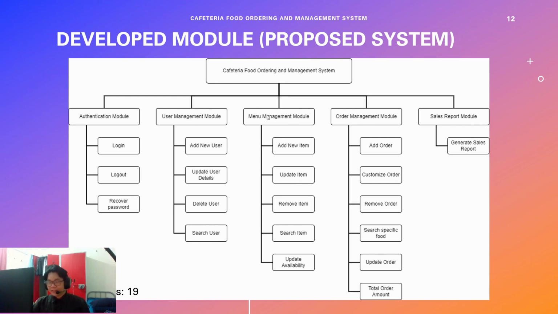The only difference is that the menu management module has update availability, and in order management you can see that it has a customized order, and there's a total order amount function down there. And finally, the sales report module is just to generate the report.